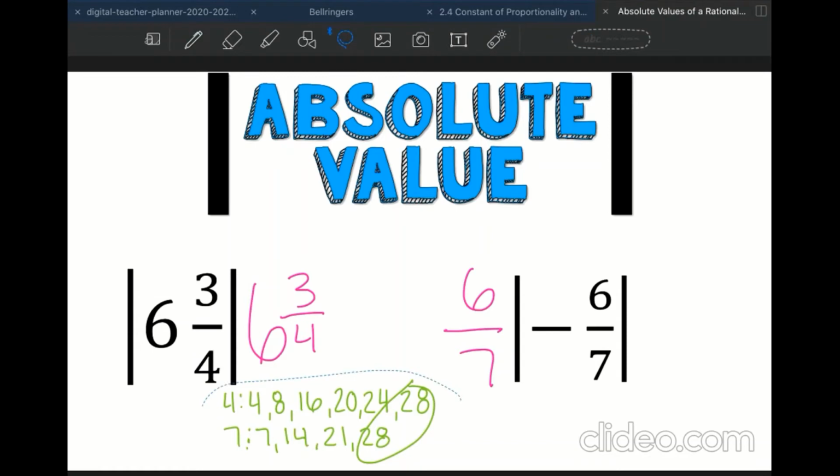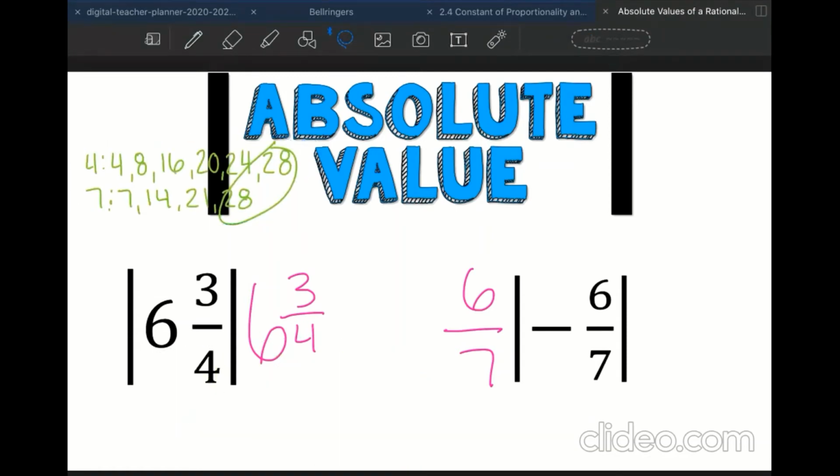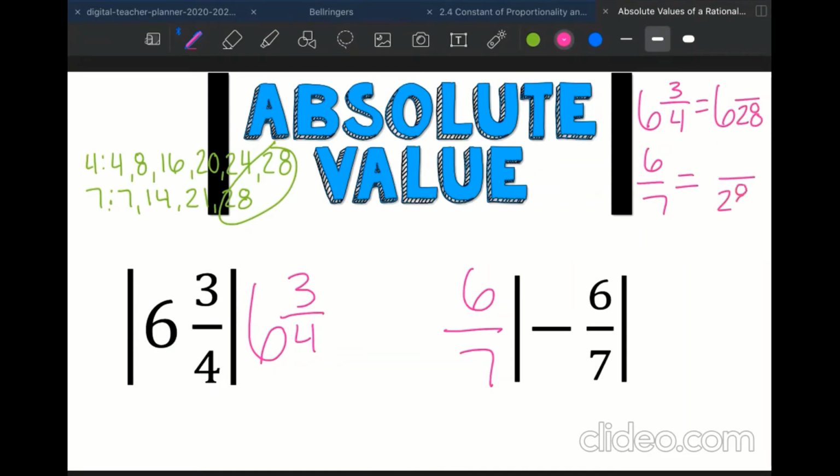So I'm going to move this up off to the side. So that means that I need 6 3/4 to be changed to a denominator of 28. And the same thing, I need this denominator to be 28. What times 4 gives me 28? 7. So that means I multiply it by 7. If I multiply my denominator by 7, I need to multiply my numerator by 7. What's 3 times 7? 21. Okay. What times 7 gives me 28? 4. So I need to do 6 times 4. What's 6 times 4? 24. So now I can compare.